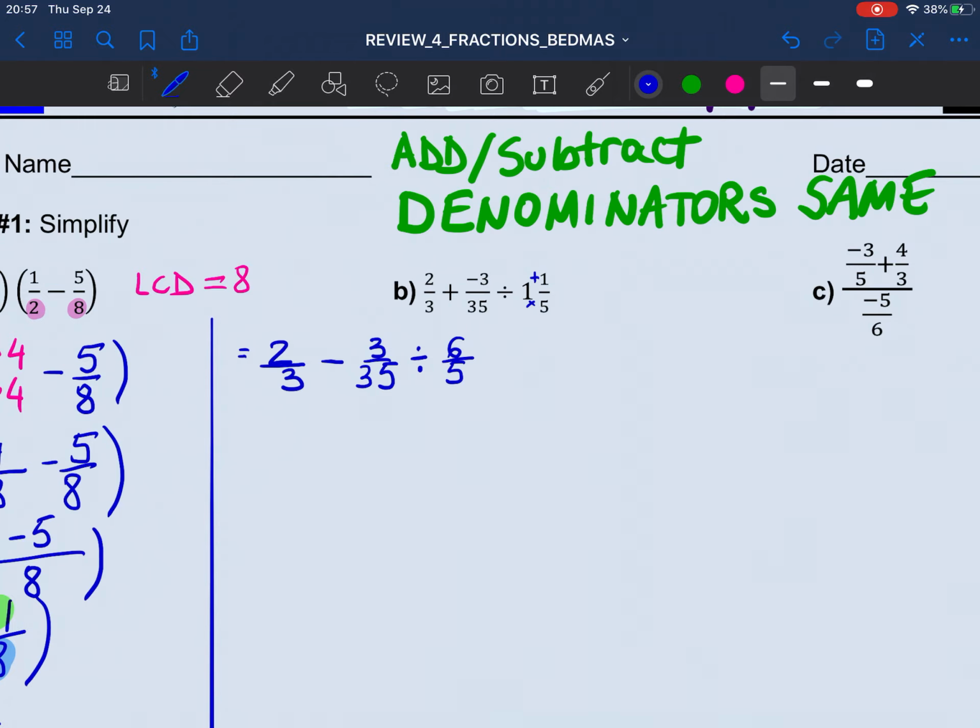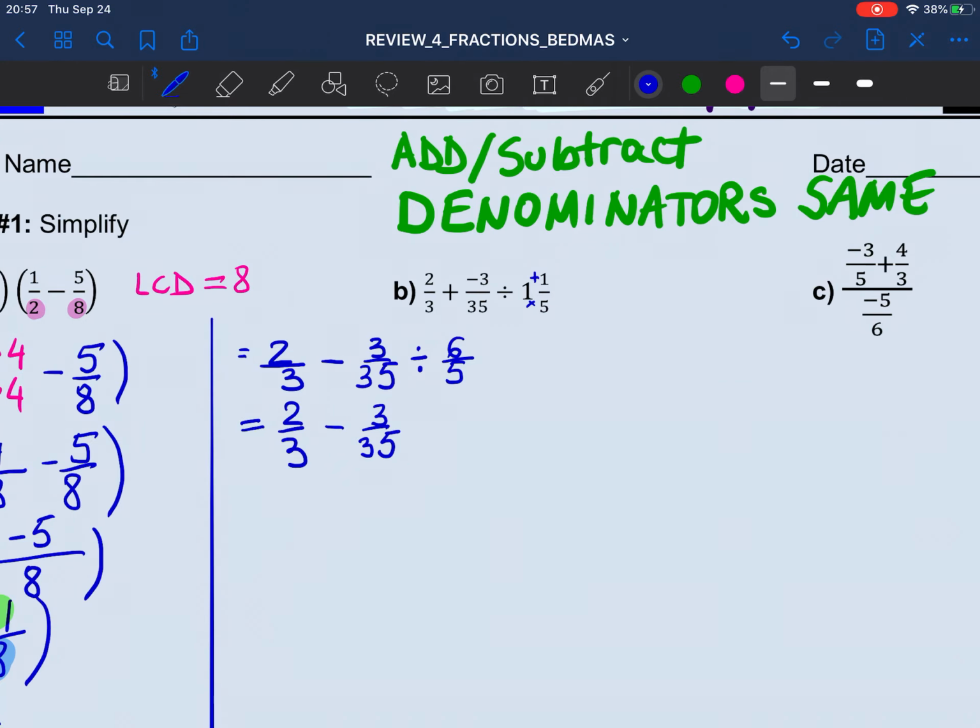Now the next thing that we want to do is take a look at what we have and see what operations we have between fractions. So we have a fraction, a fraction, a fraction, subtraction, division. Guess what's going to come first? Division. So we're going to say that we have 2 over 3, and then minus, and then 3 over 35.